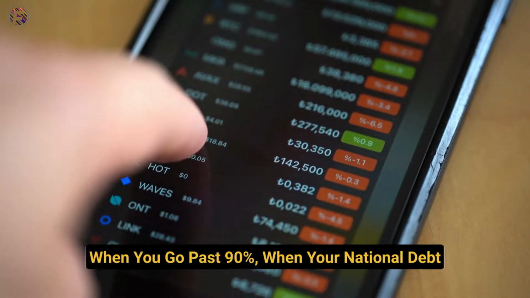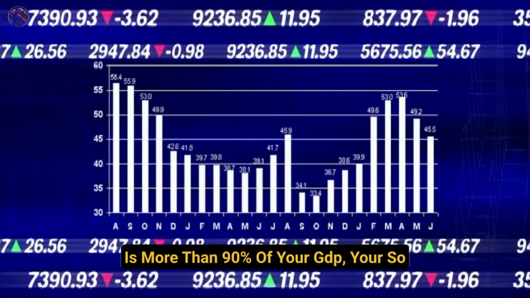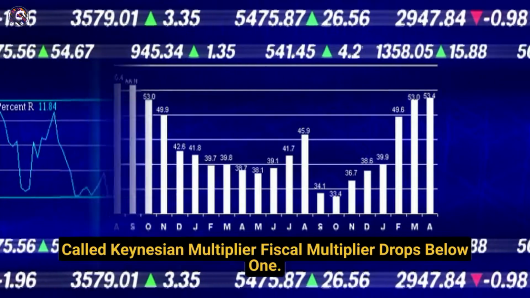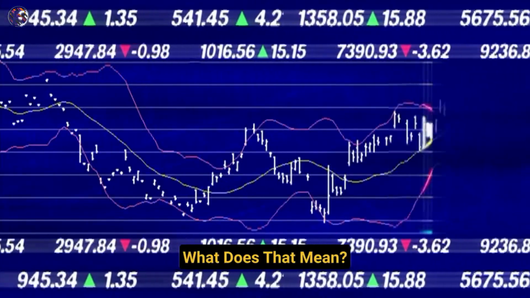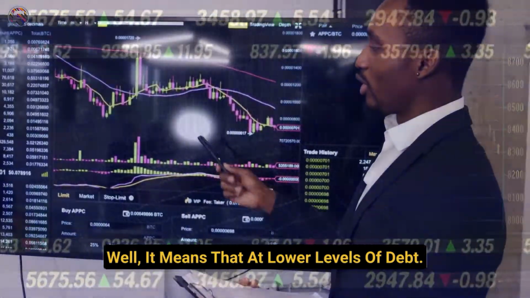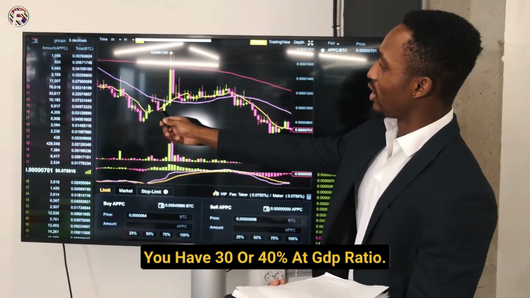And the research on this is very clear: when your national debt is more than 90% of your GDP, your so-called Keynesian fiscal multiplier drops below 1. Now, what does that mean? Well, at lower levels of debt, Australia would be a good example, you have a 30 or 40% debt to GDP ratio.